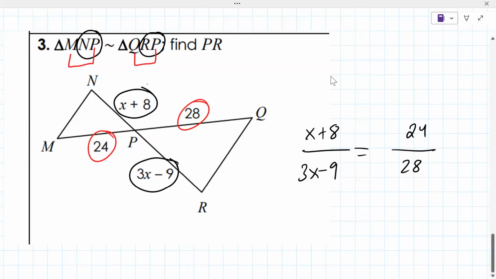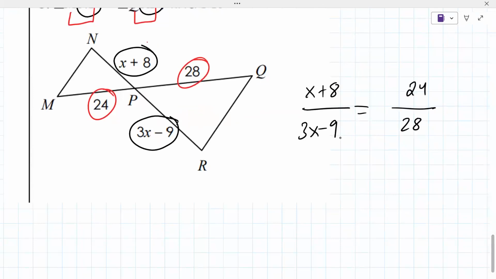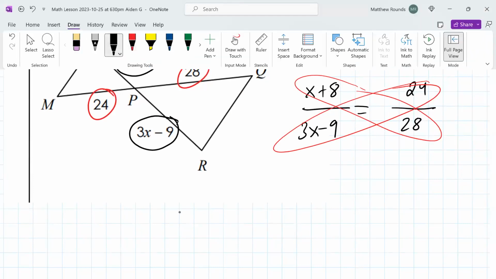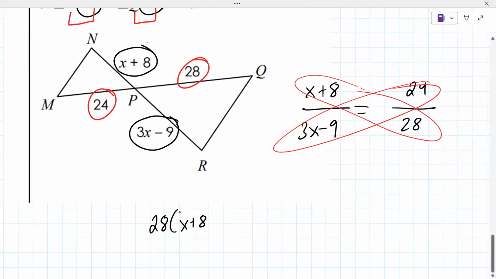All right, so again, this one's a bit heavier in the solving. We've got to do that diagonal multiplying. So that's 28 times x plus 8 equals 24 times 3x minus 9. Do you have your calculator handy? All right, why don't you try solving this one? It's a lot like the ones we've been doing. I'll double check that this one actually works nicely. I think it does.